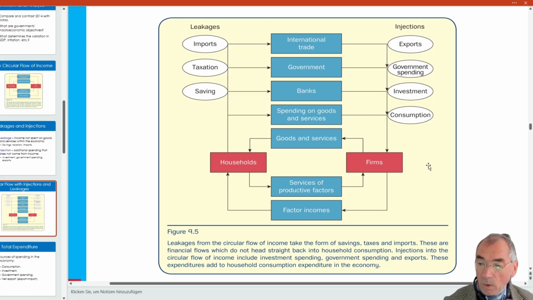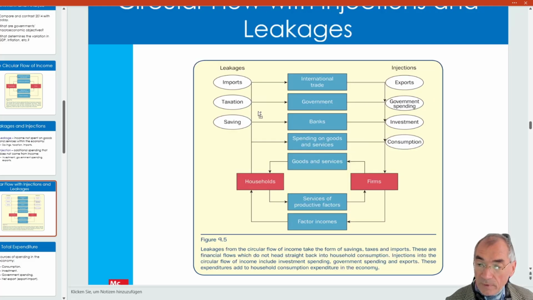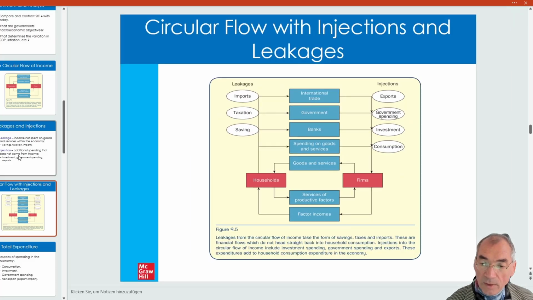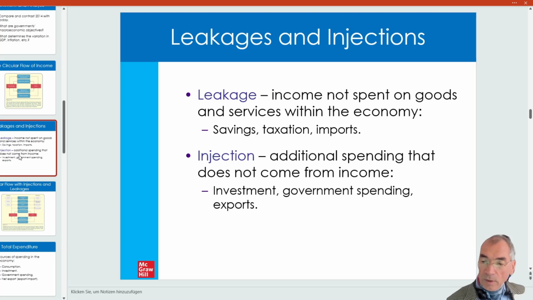That's what we call injections. Please note that consumption belongs to the inner flow, so the injections are exports, government spending, and investment. The definition of these leakages and injections is found here. Leakage: income not spent on goods and services within the economy. Injection: additional spending that does not come from income: investment, government spending, and exports.